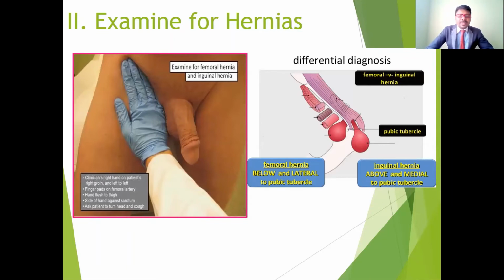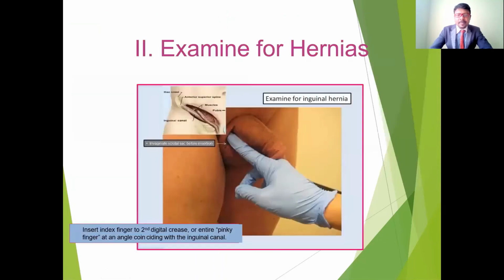The femoral hernia is going to be below and lateral to the pubic tubercle. If you see here, this is the pubic tubercle. This is going to be the lateral side, and this is going to be the medial side. Inguinal hernias are going to be on the medial side. If you palpate where exactly the bulge is, we can differentiate easily. This is how we identify the different types of hernias.